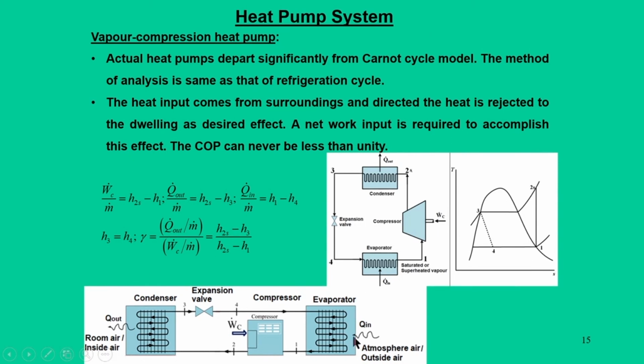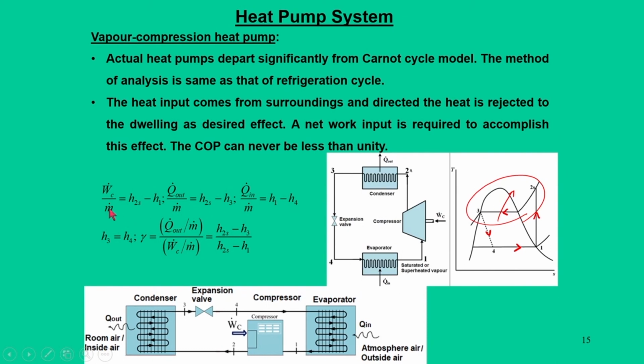This is the circuit diagram for a vapor compression heat pump system involving condenser, expansion valve, compressor and evaporator. Moreover, the TS diagram is also represented: 1 to 2S is the compression process, 2S to 3 is the condenser process, 3 to 4 is the throttling process and 4 to 1 is the evaporator process. But the role of the evaporator is not the focus here; rather, the heat that goes out of the condenser becomes very vital as the desired effect.